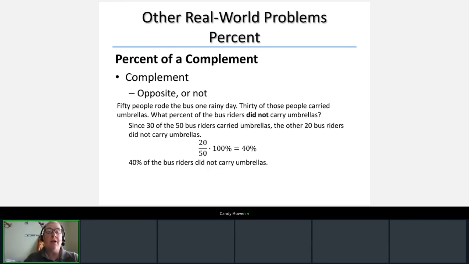Now, percent of a complement. Complement, opposite or not. 50 people rode the bus one rainy day. 30 of those people carried umbrellas. What percent of the bus riders did not carry umbrellas? There again, folks, you're going to have to read it a couple times. Sometimes you see something and read it differently. So make sure you do read it correctly and understand what you're looking for. Since 30 of the bus riders carried umbrellas, the other 20 bus riders did not carry umbrellas. So you have 20 over 50, which is 40%. 40% of the bus riders did not carry umbrellas.